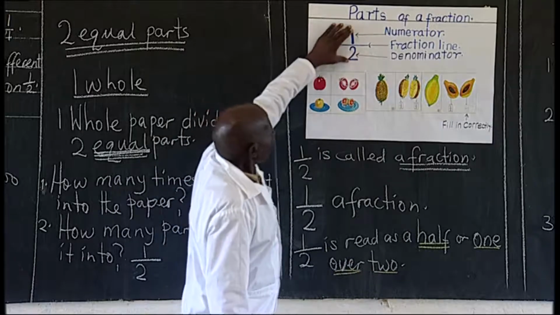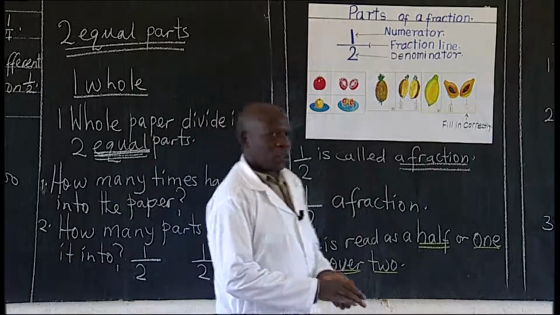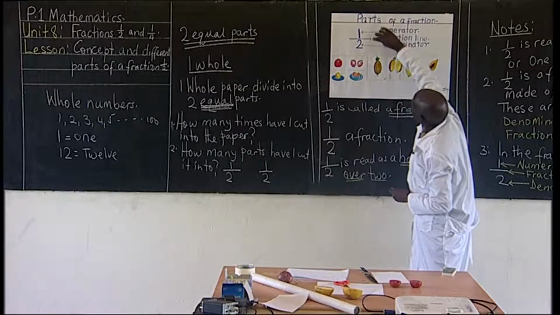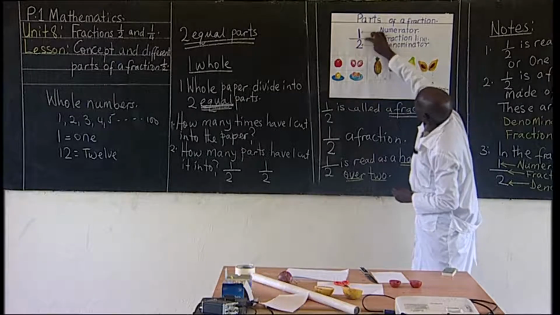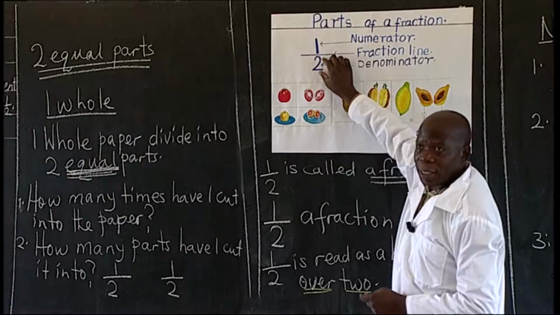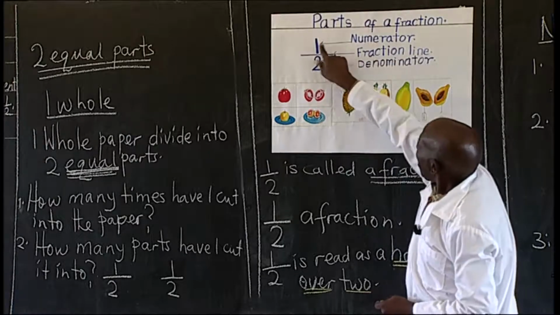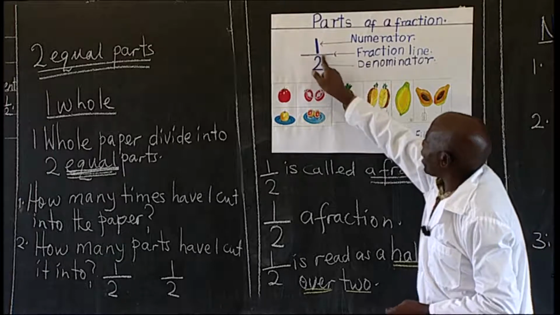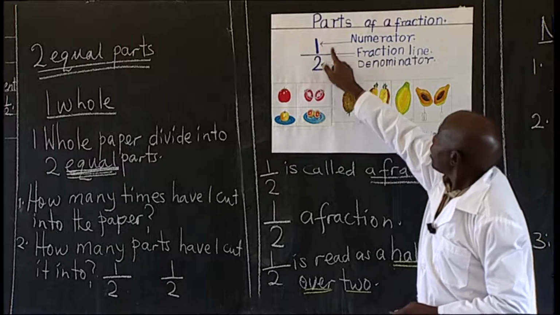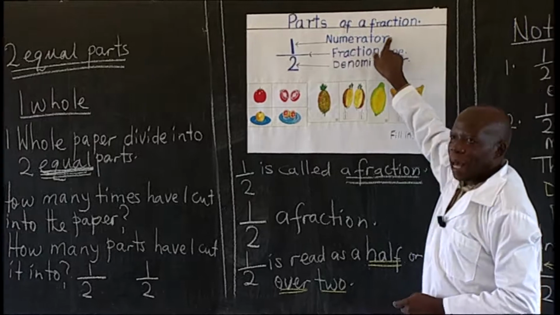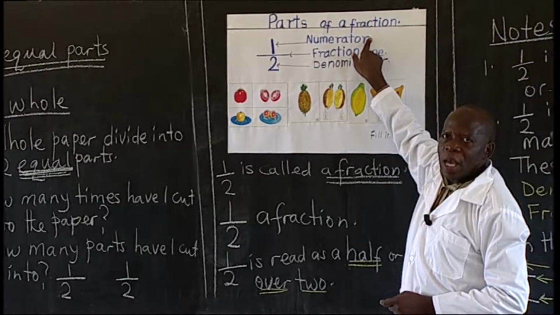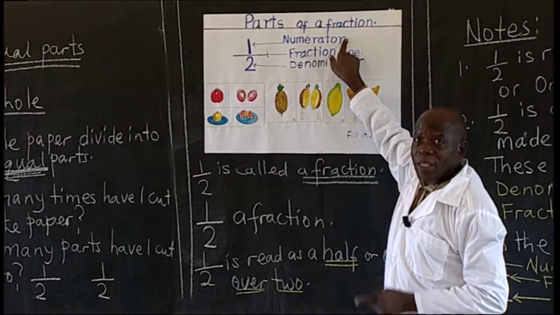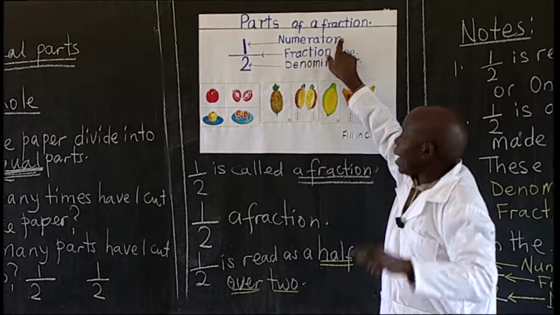Now, these are the parts which make a fraction. I want you to be careful here. The number which is above this line, get to know it. It is called numerator. Repeat after me. Numerator. Again, numerator. It is called what? Numerator.